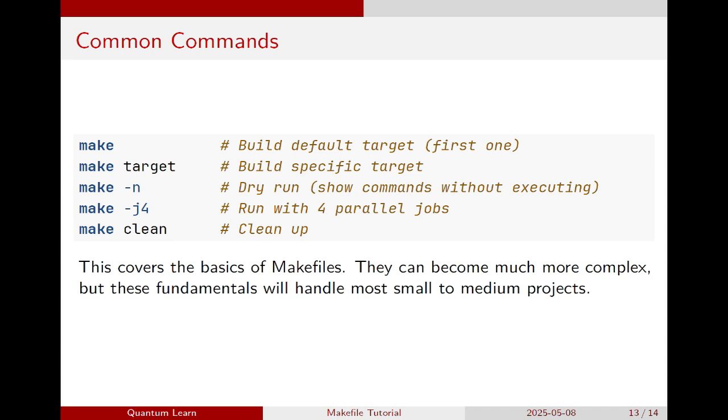If you want to build a specific target, you can give the command as make target. If you want to just do a dry run, showing commands without executing, you can say make -n. If you want to run multiple jobs, you can do make -j4. In this example, it will run with 4 parallel jobs.